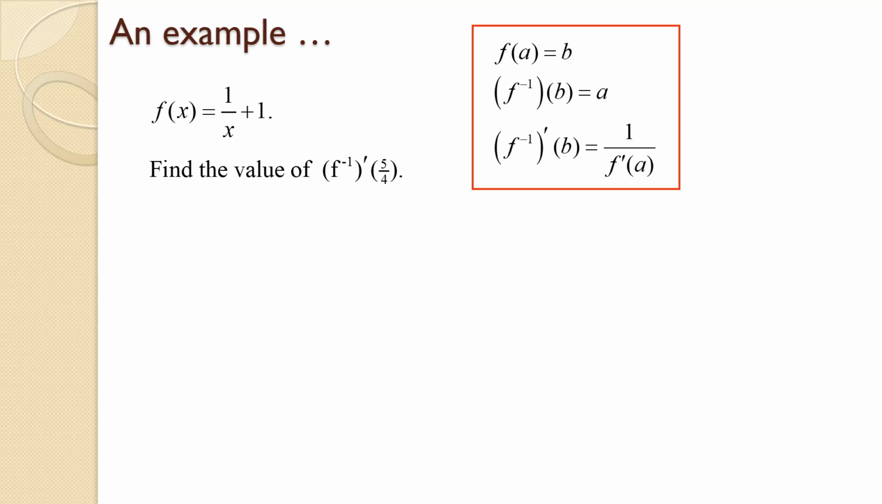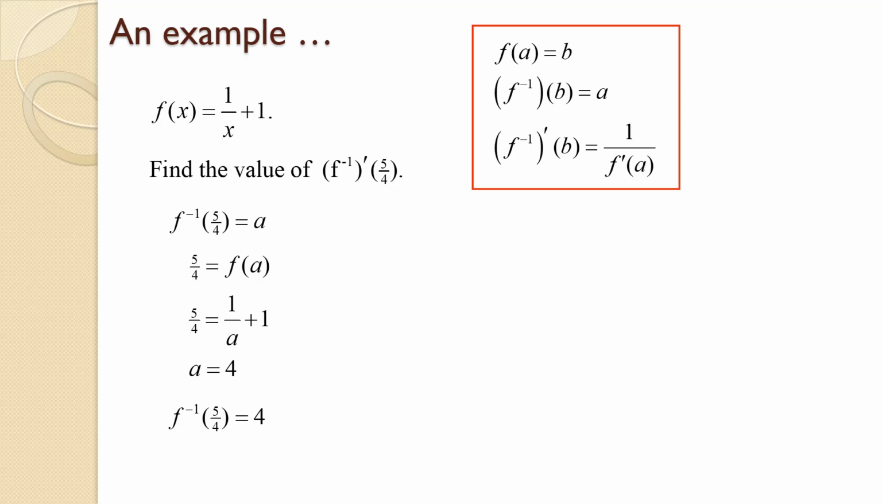So, for the function f of x equals 1 over x plus 1, I'd like to know the value of the derivative of the inverse at 5/4. Thing is, I don't know what the other number is, so I have to find it. But I don't want to find the inverse to get the answer. So, there's a way around it. I know that f inverse of 5/4 has to be some number. We'll just call it a. That means 5/4 must be equal to f of a. But I know what f of x equals, so I can evaluate that. That will then give me an equation in a that I can then solve. So a must have been 4. So this then means f inverse of 5/4 is 4.